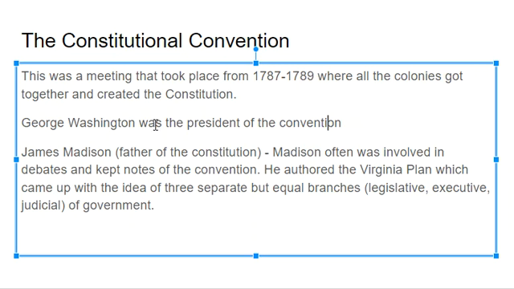He wasn't president of the country, but he was just president of the convention. He actually didn't even do very much there. He just kind of hung out, he talked to people, but he didn't really help make anything. But he was the president of the convention.